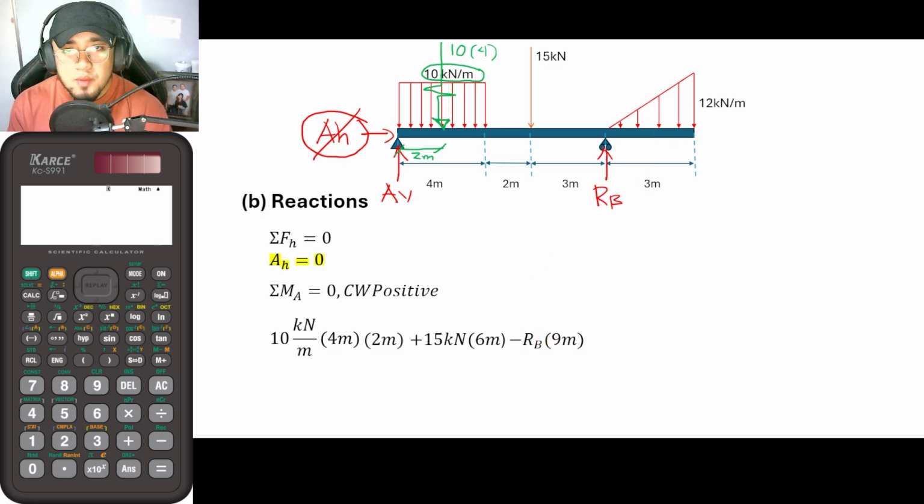Okay, so where did we get the value of 9? That is 4 plus 2. So 4 plus 2 is equal to 6. Plus 3, that is 9. So the distance from this point to this point, that is 9 meters.